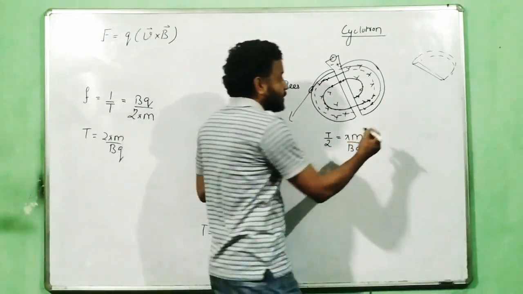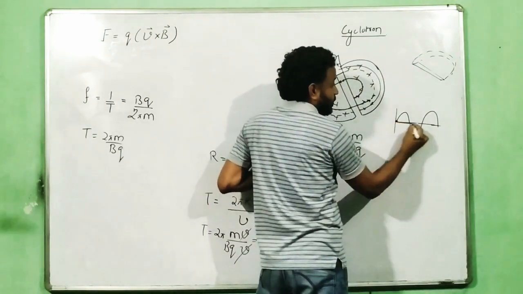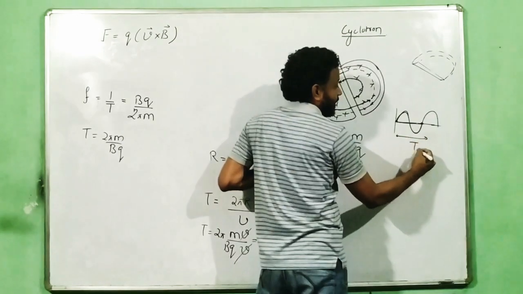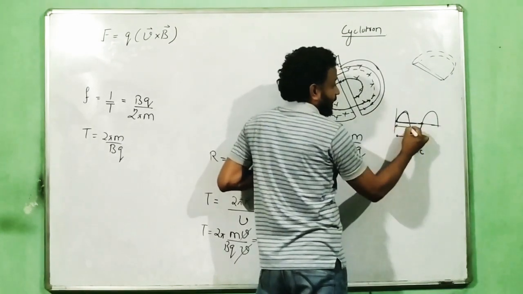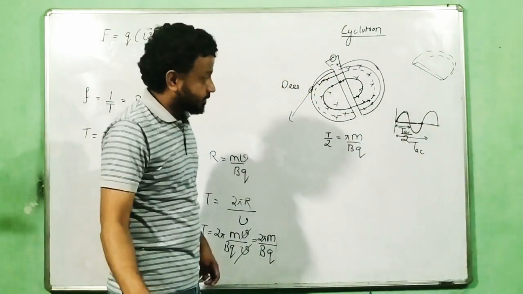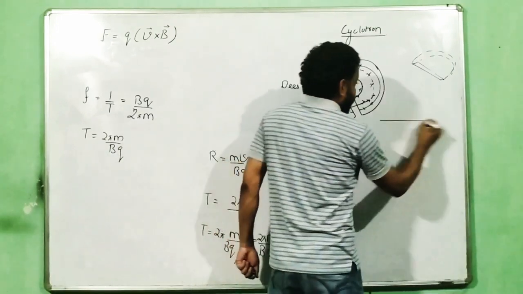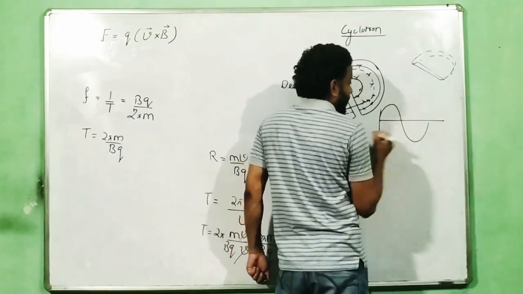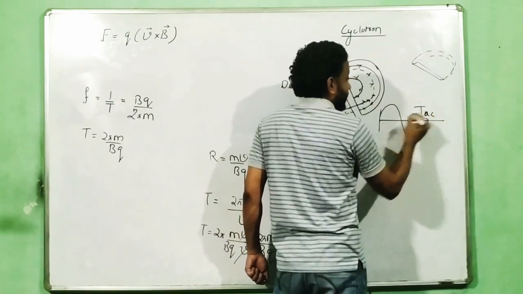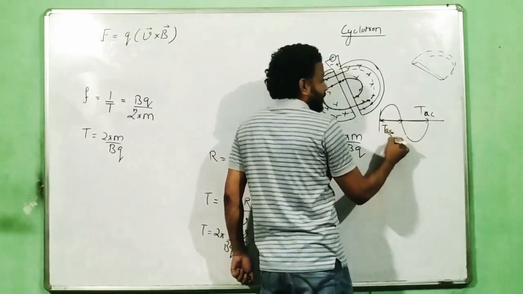We know that a potential alternates like this, correct? So from here to here, we call this one cycle. This is the time period of the alternating signal, and this is half of the time period of the alternating signal. This is called alternating current. So from here to here is called the time period of the AC signal, and from here to here is called half the time period of the AC signal.